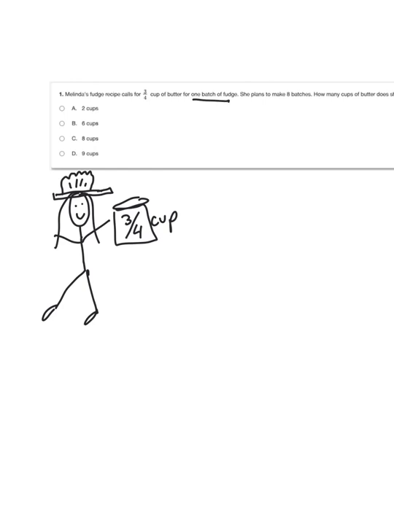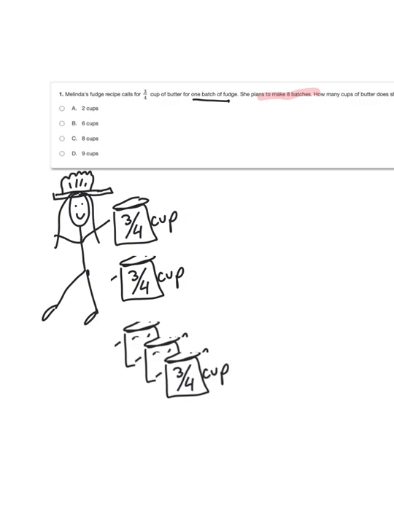But she plans to make 8 batches, not just 1 batch, but 8 of them. So for each of those 8 batches, she's going to need another 3/4 cup. And I can represent this in my picture by showing her 8 batches of fudge. 3/4 of a cup for 1 batch, then another, then another. Let's see. Duplicate. 1, 2, 3, 4, 5. That should be 8.